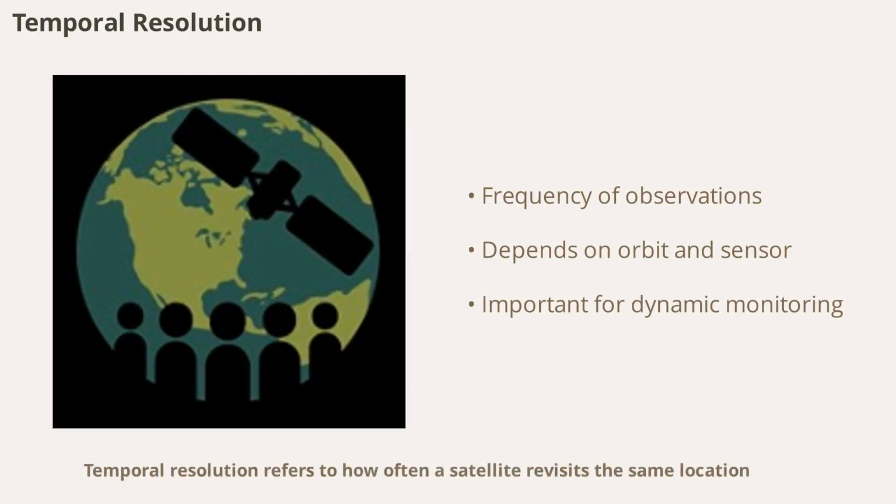Temporal resolution refers to how often a satellite revisits the same location, also known as revisit time. This depends on the satellite's orbit, sensor capabilities, and swath overlap. Some satellites like MODIS can revisit every 2 days, while others like Landsat have a 16-day cycle. High temporal resolution is crucial for monitoring dynamic changes, such as weather events, vegetation growth, or urban expansion.